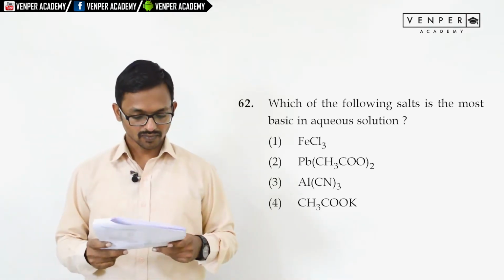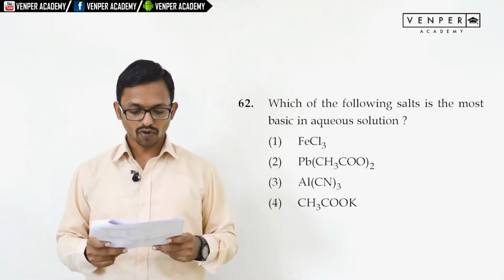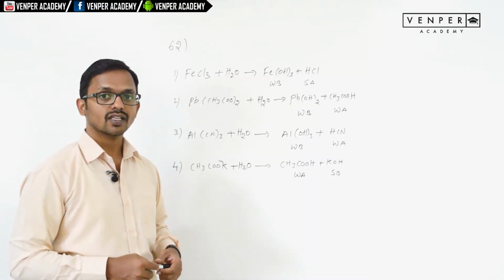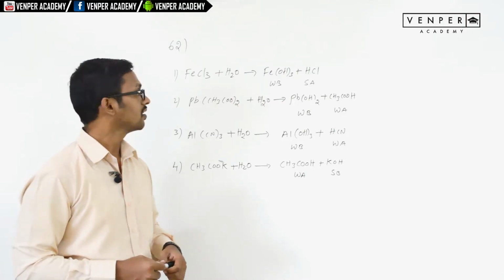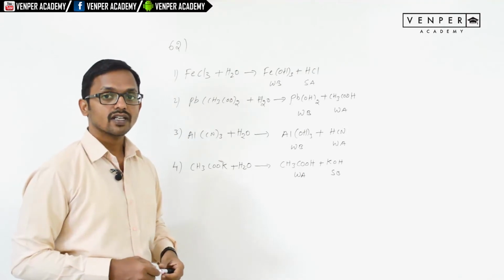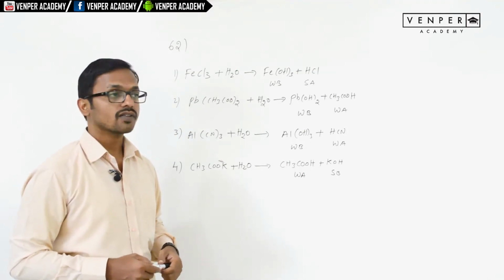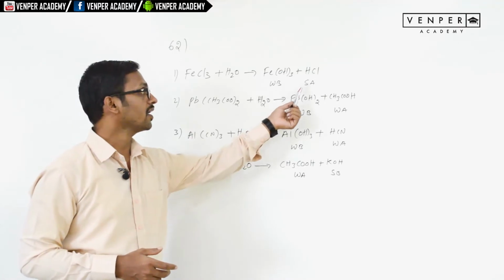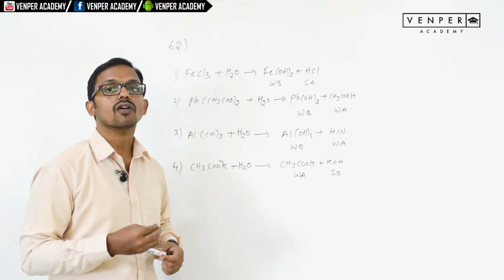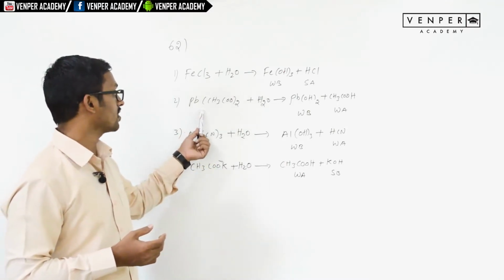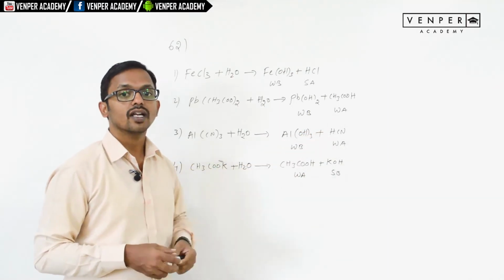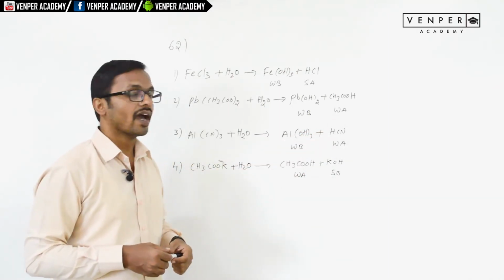Question number 62. Which of the following salts is the most basic in aqueous solution? Let's see, after hydrolysis of the given salts, what are we getting? Here FeCl3 is giving ferric hydroxide and HCl. As we know that ferric hydroxide is a weak base and HCl is a strong acid. So the aqueous solution of FeCl3 is strongly acidic. Now let's see for lead acetate. Lead acetate gives a weak base and a weak acid, which are nothing but lead hydroxide and acetic acid.